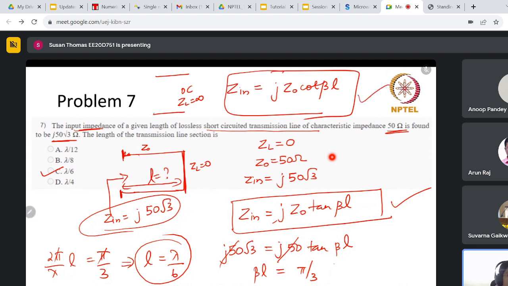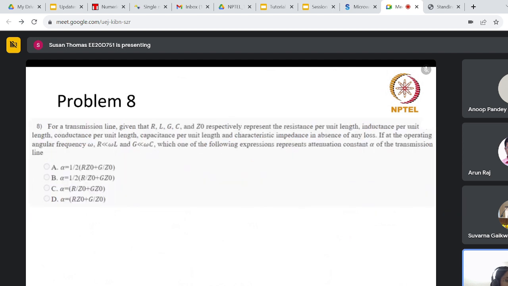So these were derived in the video lectures. Hopefully you would have noticed it. So these are very basic understanding of transmission line. So in case of a matched line, in case of a short circuited line, in case of an open circuited line, these are three important special cases of a transmission line. Coming to the next question here, I think I have one more question.